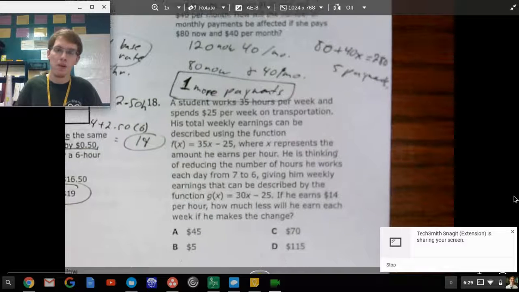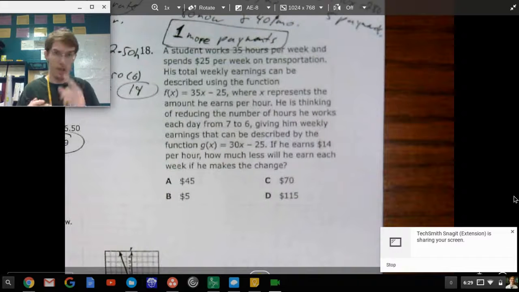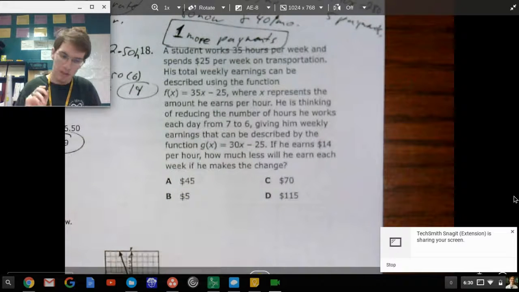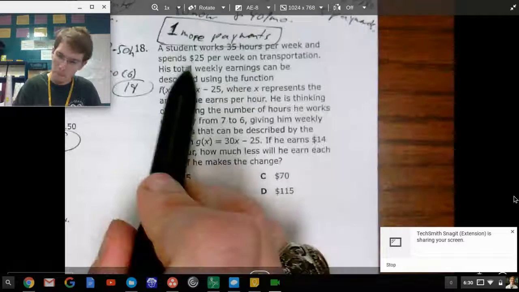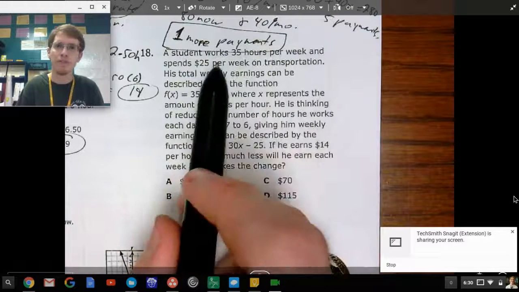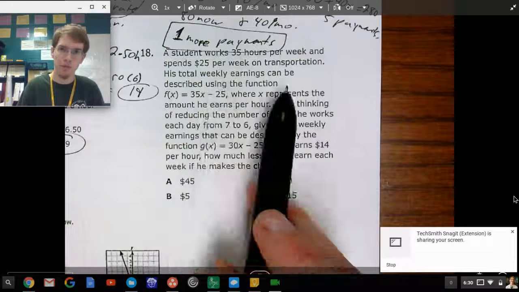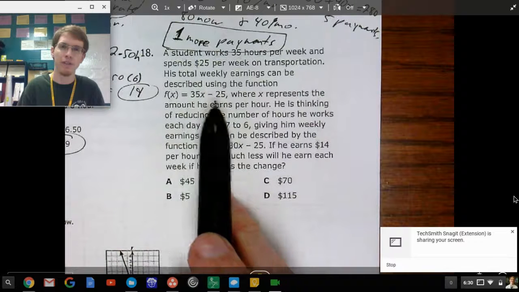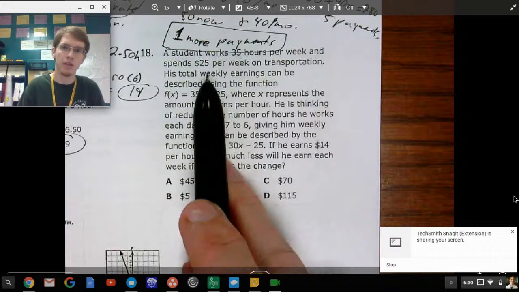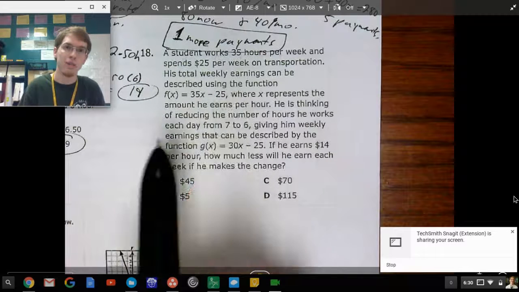All right, let's look at 18. Now 18 looks really wordy. Honestly, this is an EOC question, so we don't need everything that's in here. So we do want to read it. We don't want to skip anything, but we want to be careful about what stuff we need here. A student works 35 hours per week and spends $25 per week on transportation. His total weekly earnings can be described using the function f of x equals 35x minus 25. Now, wait a second. Those look like they just come from up here, so I don't think I really need to write that stuff down. I don't need to pay real close attention to that.